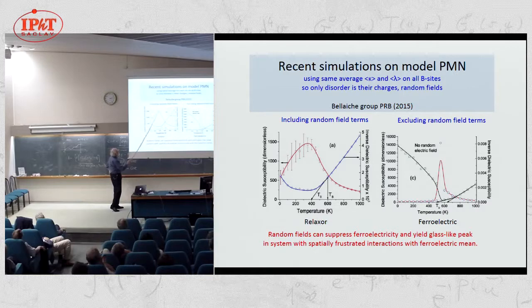It has a peak around the point where PMN has one. On the other hand, if they exclude those random field terms, it has a much sharper, higher peak, these are different scales, at the temperature of the ferroelectric, which is suggestive that the random fields can suppress this ferroelectricity and yield a glass-like peak in a system with these frustrated interactions with ferromagnetic means. So I think there's some messages here for us to think about.